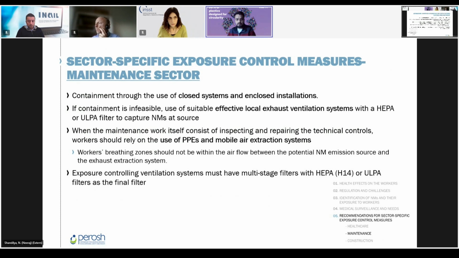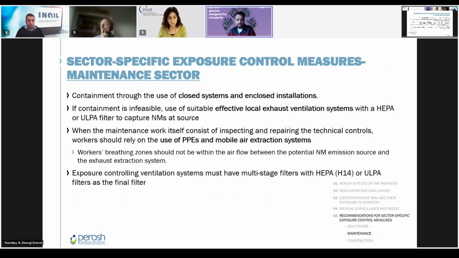In some cases, the maintenance work itself may actually consist of inspecting and repairing these technical controls, and the preventing function of these engineering controls may therefore be disabled. This may happen when, for example, a nanomaterial production vessel is open for maintenance work and the exhaust system is therefore stopped. So in such a situation, the maintenance worker must then rely on personal protective equipment.